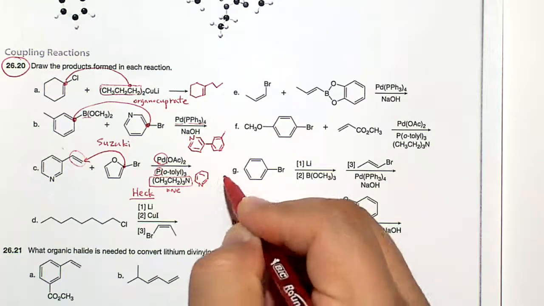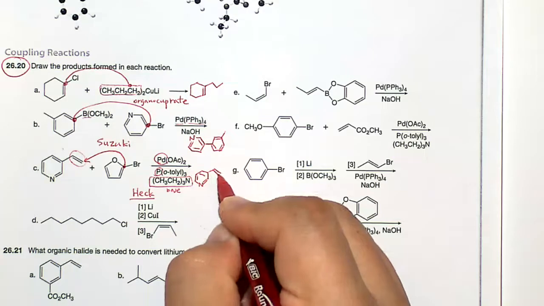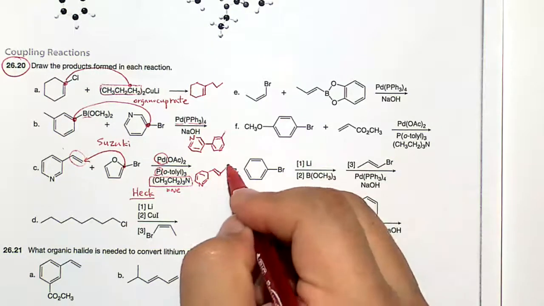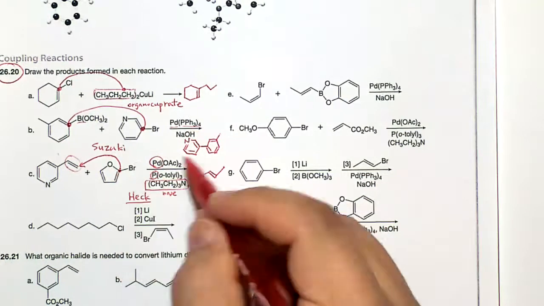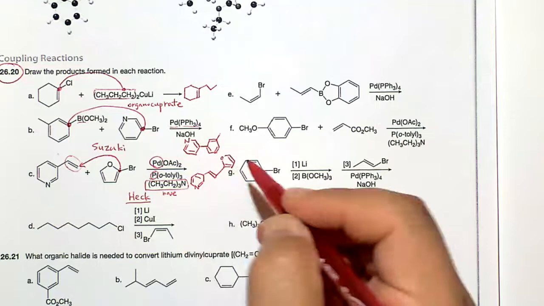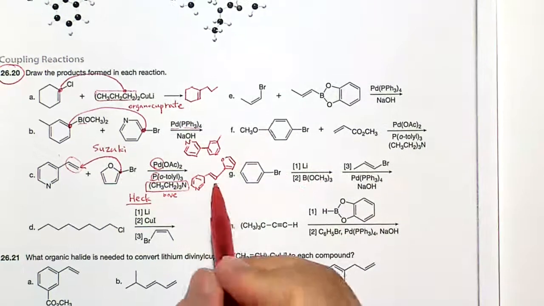So a pyridine ring with an alkene, then a trans, and this carbon is this carbon. There's a furan ring, and that's trans.